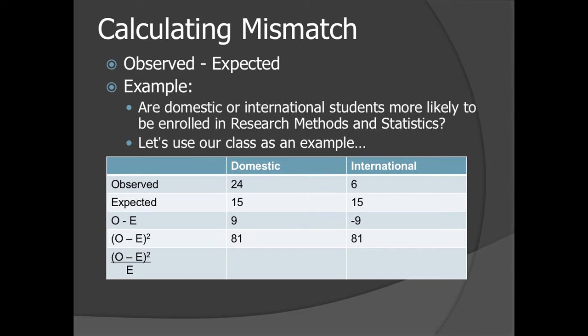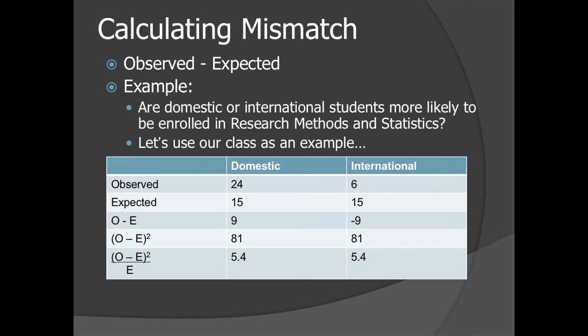Now we want to correct for whatever units those are in. So we're going to divide by the value we expected, right? If our numbers were in the thousands, a mismatch of 9 is not very much. But if our numbers are closer to where we are, a mismatch of 9 can be a lot. So we take 81 and divide it by our expected value of 15, which gives us 5.4.